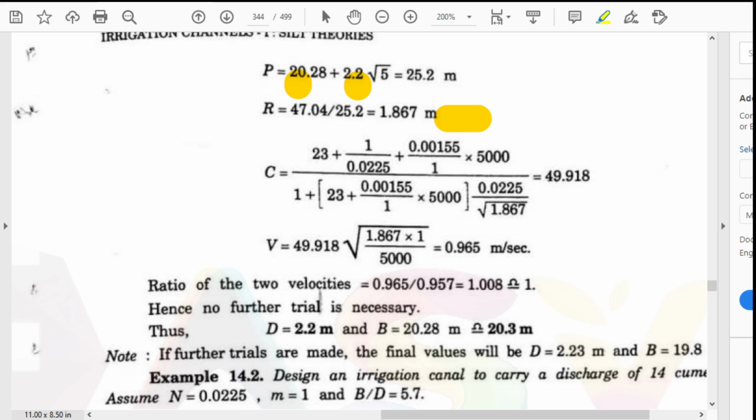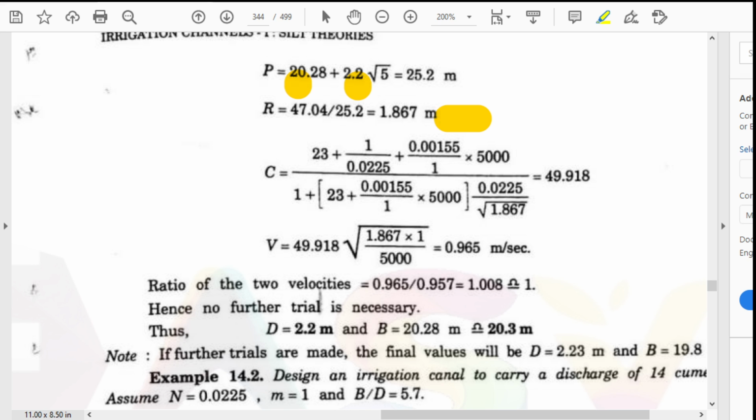Like this, you have to design the channels by using Kennedy's theory. This numerical is based on the first case, which is from the L section. I'll show you the second example by using the B by D ratio in the next video.